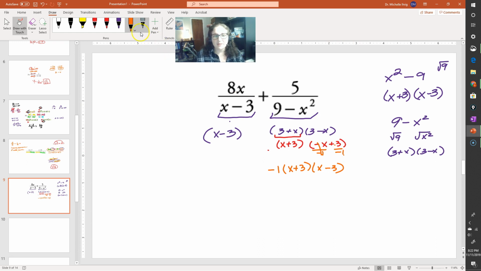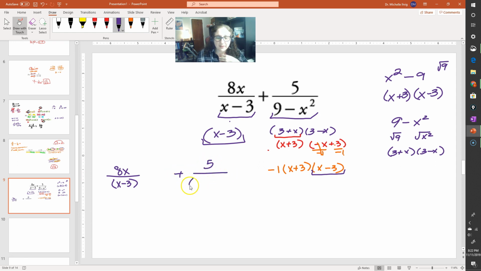And then look what happens. Now, here's my negative 3. Here's my negative 3. So I can keep going with this problem. So now I've got 8x here. And then here I've got x minus 3. I'm going to leave a space. Here I've got 5. And then here I've got this really ugly thing. I've got negative 1 times x plus 3 times x minus 3.